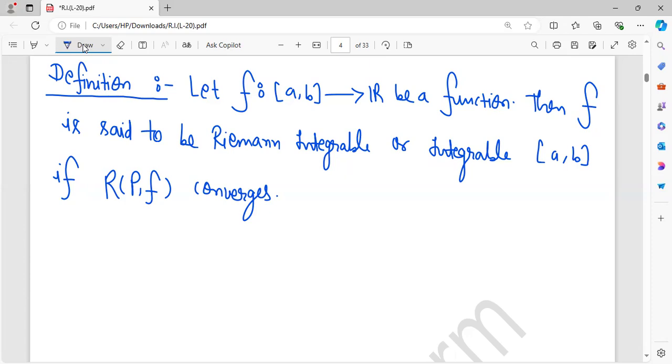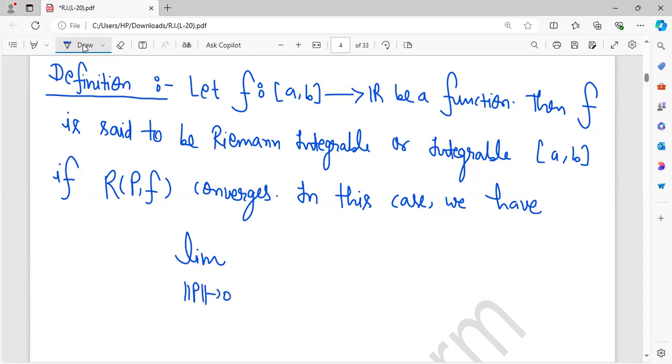So note that in this case we have limit as norm of P tends to 0 of R(P, f) is nothing but the integral from a to b of f, and we call this limit the integral from a to b.